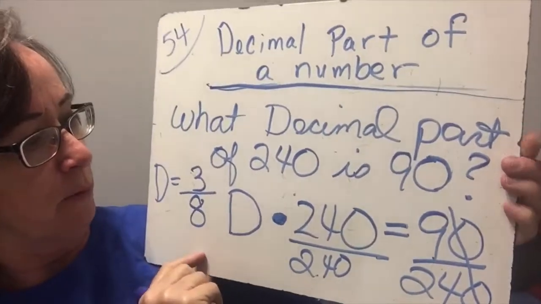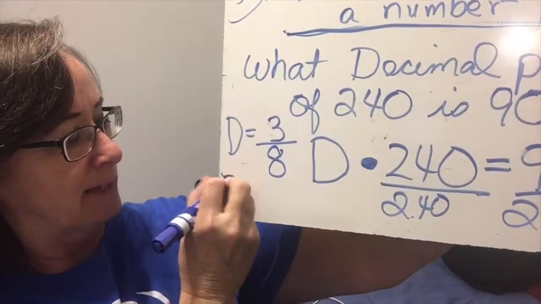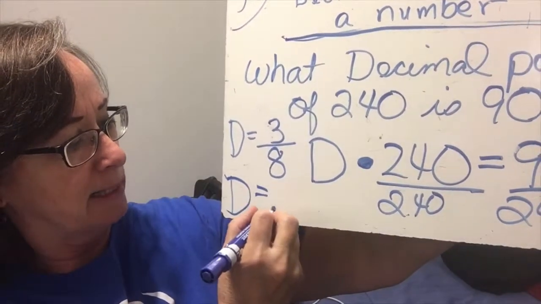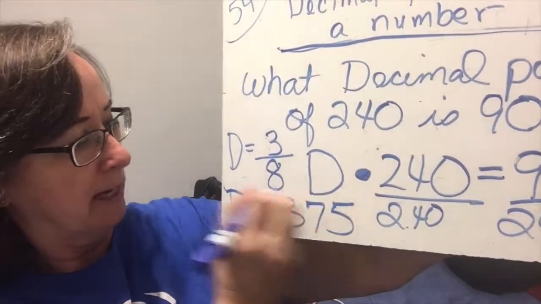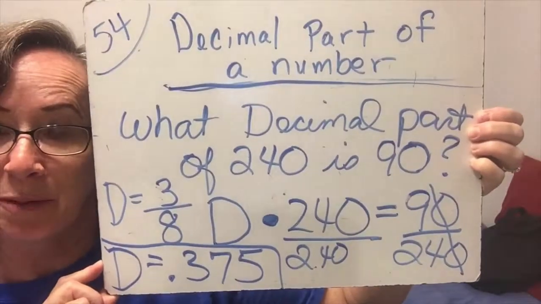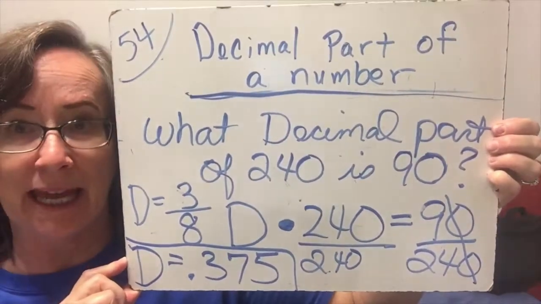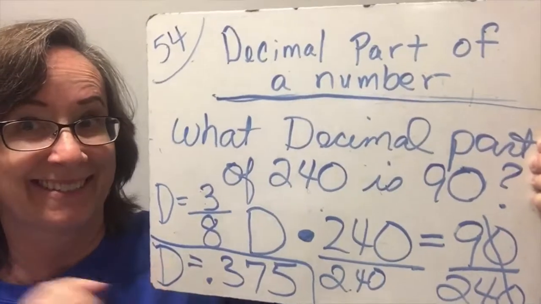So on our other board, where we had 9 over 24, we will say the decimal portion is 0.375. And let's move on to the next example. But do you see how easy it is just to make an equation that represents the words?